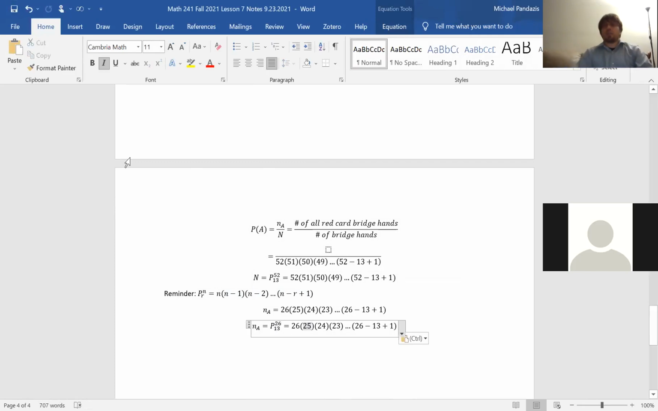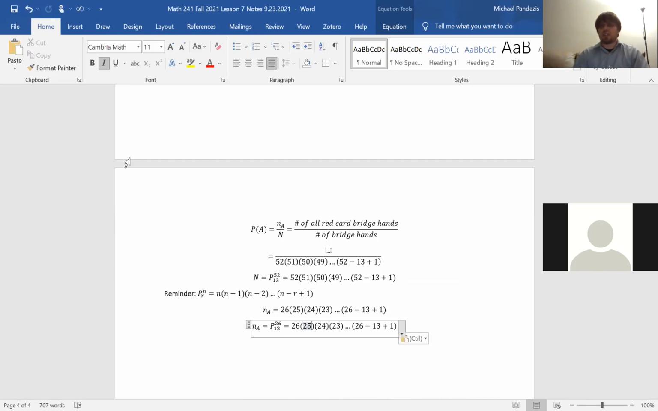So what does that mean again? We want a 13 card bridge hand where they're all red, right? You have a deck of 52 cards, half are black, half are red. 26 are black, 26 are red. Get rid of the 26 black, you have 26 red cards, right? You want an all red bridge hand consisting only of red cards, but we're using permutations, right? So you have 26 red, and you want to know the number of 13 permutations in a set with 26 elements in it.